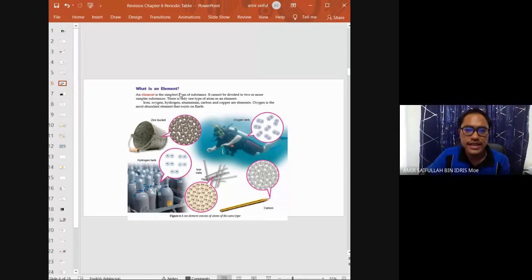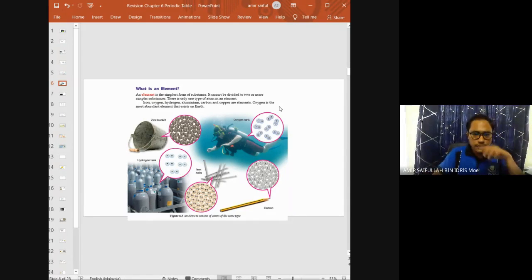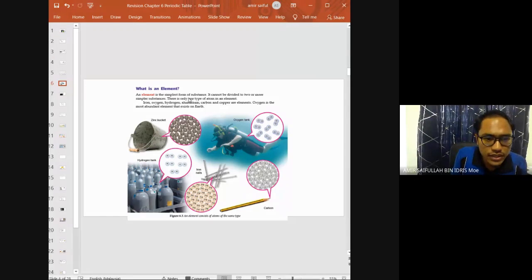Now we will go to: what is an element? An element is the simplest form of substance. It cannot be divided into two or more simpler substances. There is only one type of atom in an element. For example, in this zinc bucket, you only have zinc atoms, only zinc. So there is only one element, zinc. So this is what we call an element. It has only one type of atom.